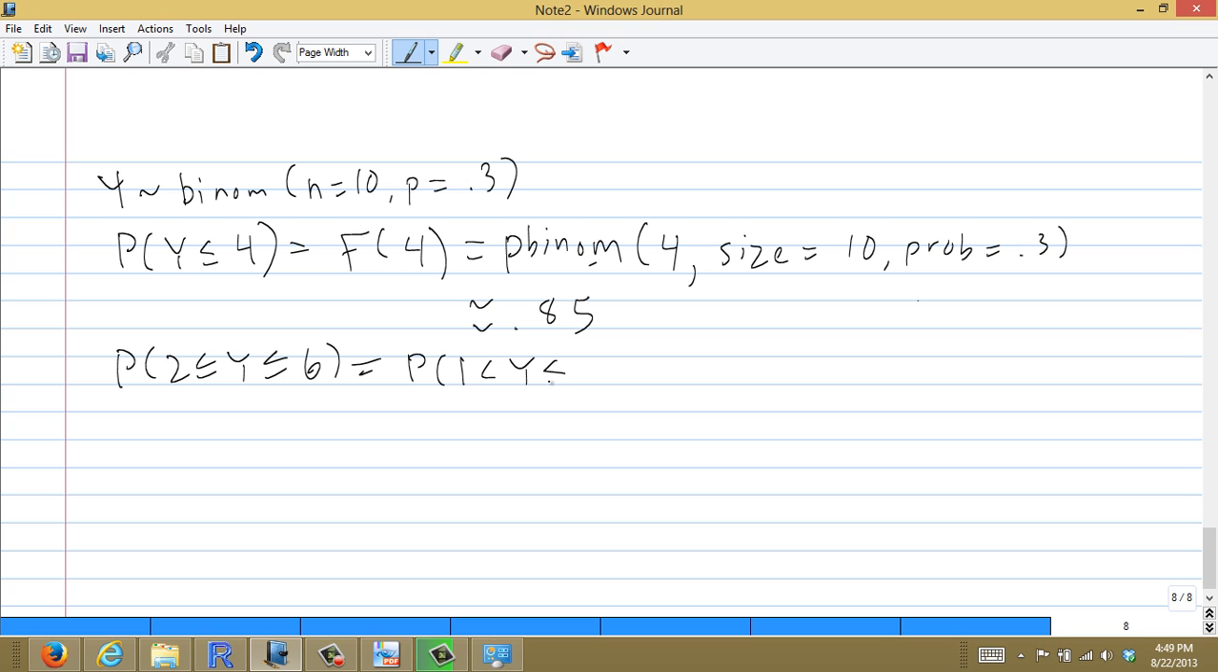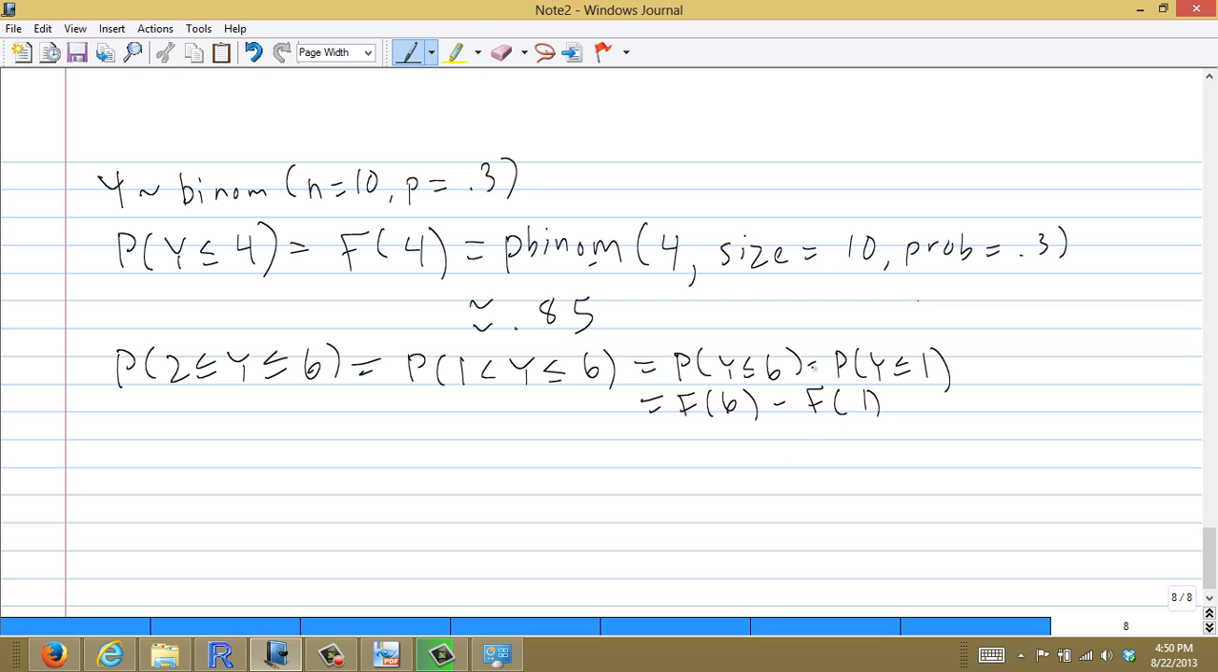greater than 1 and less than or equal to 6, simply because y cannot take any values in between 1 and 2. However, the probability that y is greater than 1 and less than or equal to 6 is the same as the probability that y is less than or equal to 6 minus the probability that y is less than or equal to 1. But now, these individual probabilities are each just the CDF functions evaluated at 6 and 1 respectively.